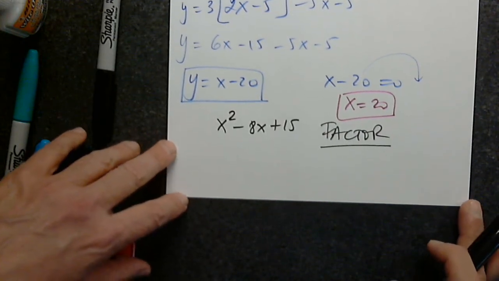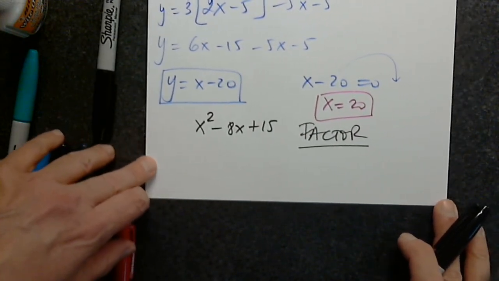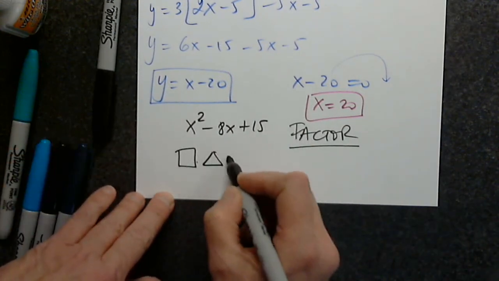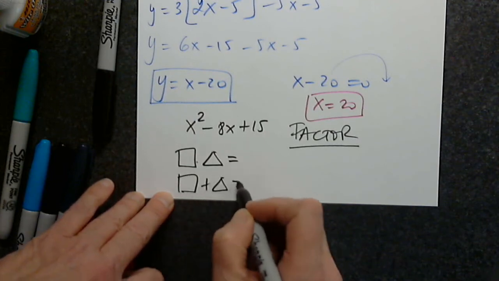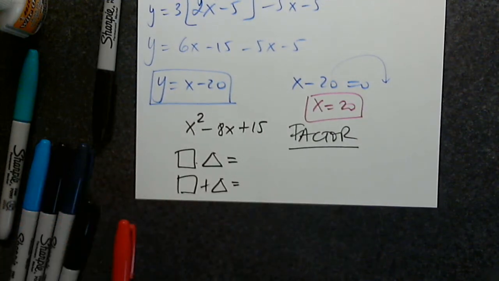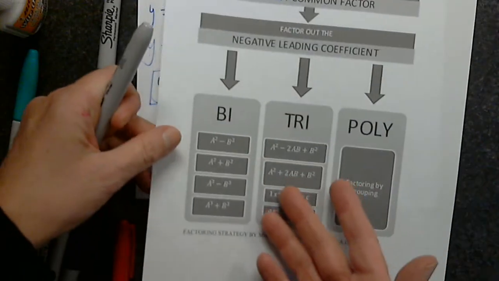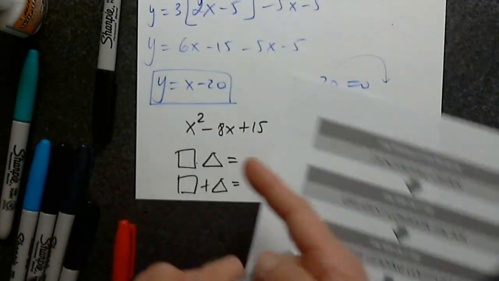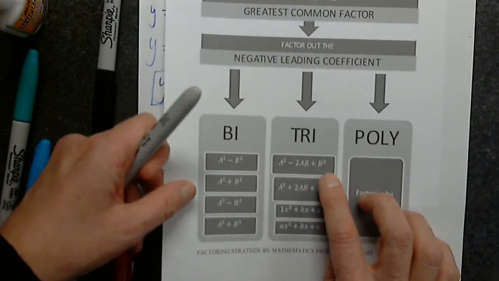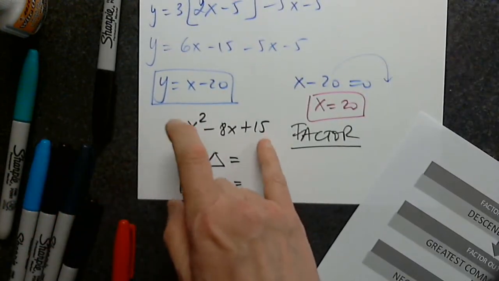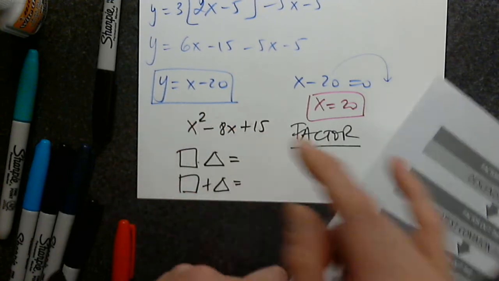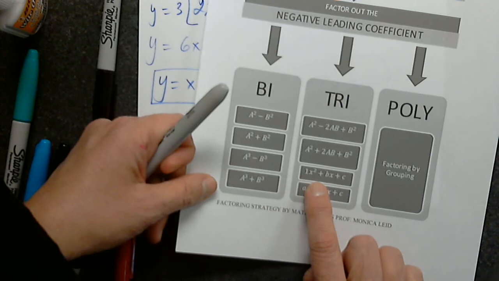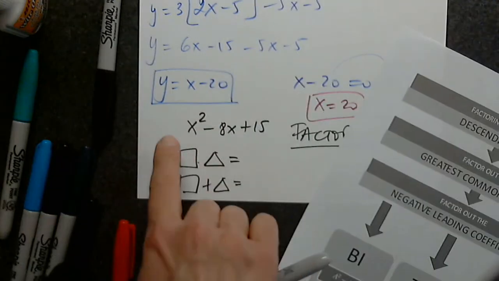Okay, so let me refresh our memory on how to approach this problem. We're looking for two numbers. Of course, I have to go through the steps. What is it? It's a trinomial. It's in descending order, yes. Greatest common factor, no. Negative leading coefficient, no. Special product, I hope. A special product requires these two to be perfect squares. They are not. So it's not this, it's not this. And it's the third one in line because the leading coefficient is 1.